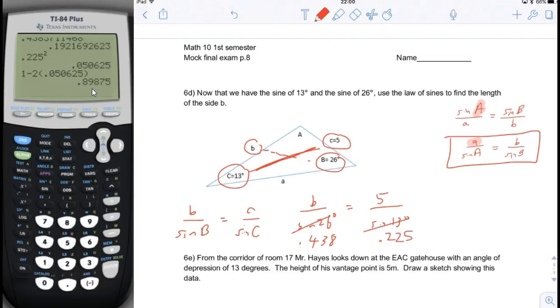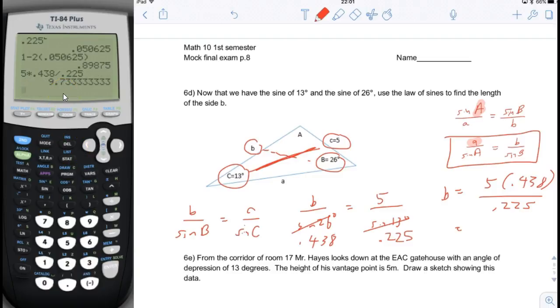Okay, now what we're going to do is multiply both sides by 0.438 to isolate the b, and then we'll have something like this, right? And that gives us side b. So let's do the calculation on our calculator. 5 times 0.438 divided by 0.225 is 9.73. So side b is 9.73 long. All right.